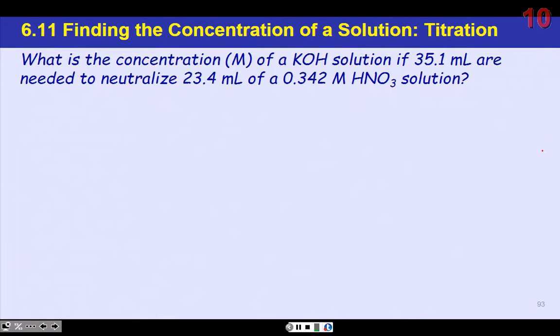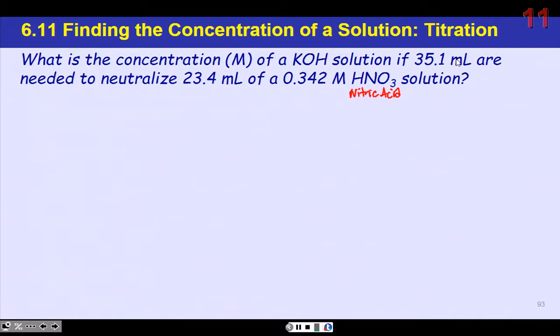All right, let's do one more, and then we'll say we've done enough examples for one day. Let's find the concentration of a potassium hydroxide solution, if it takes 35.1 milliliters to neutralize 23.4 milliliters, I made these numbers up, can you guess, of 0.342 molar HNO3, that's called nitric acid. And in order to do this, what steps are required? So nitric acid is HNO3. Potassium hydroxide, you've learned how to name those compounds, so I won't write that one in for you.